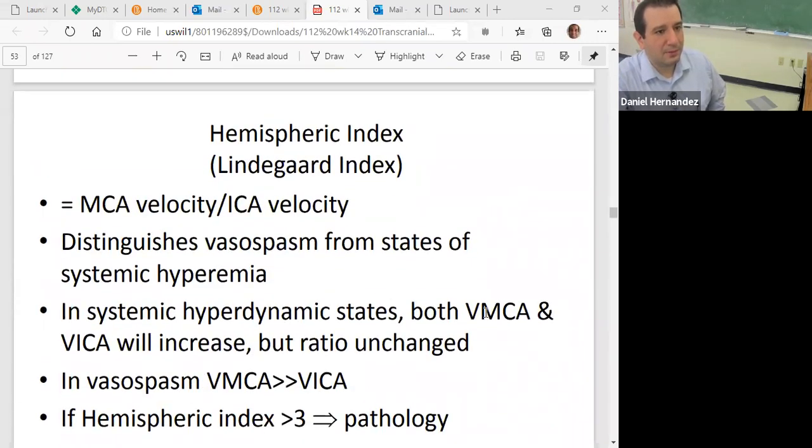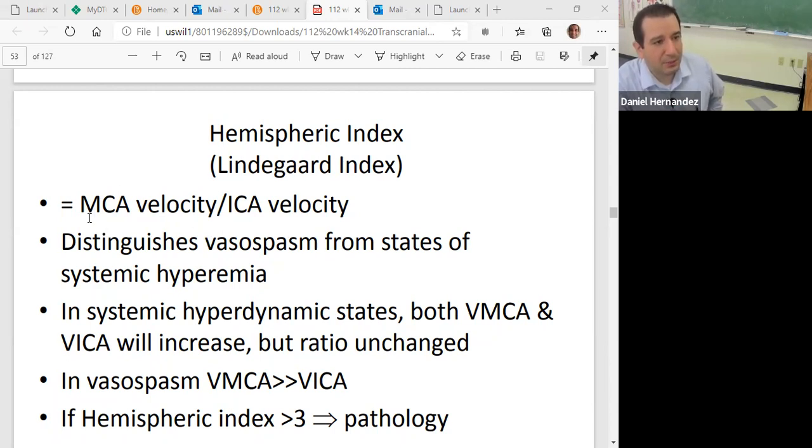So I think this is where we left off. In transcranial Doppler, there's an index called the Hemispheric Index or Lindegaard Index. So this index is similar to our carotid ratio that we have when we're doing the extracranial carotid arteries. So this ratio involves the middle cerebral artery velocity divided by the ICA velocity. Just as with our carotid velocity ratio, it's designed to show a level of increase, or how fast the blood flow is accelerating from one point to another.